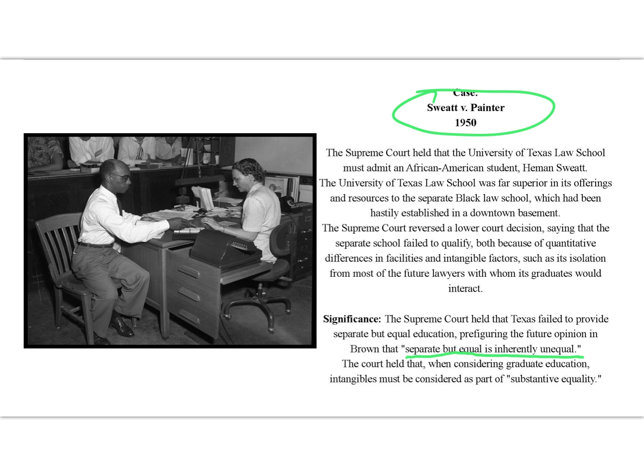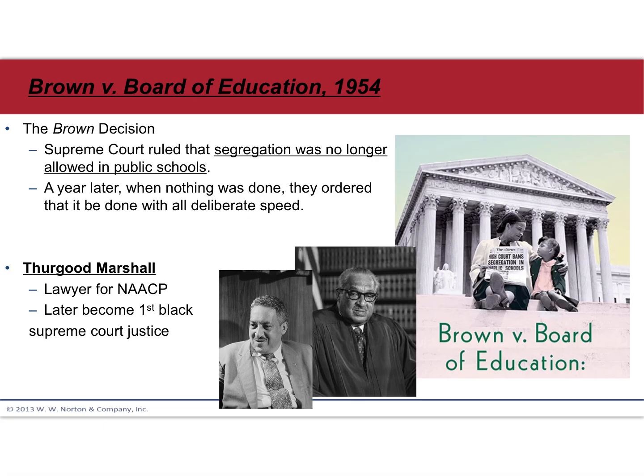And so Sweatt versus Painter is important. It doesn't overturn Plessy versus Ferguson. We don't always say that. It's the beginning, because that same argument, that separate but equal is inherently unequal, the lawyers will use in the next court case, Brown versus Board of Education.